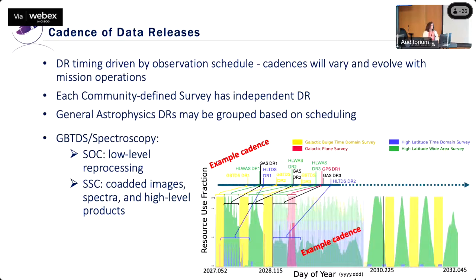For the galactic bulge time domain survey and spectroscopy, the SOC will reprocess the low-level data, and then the SSC will create the higher-level data.